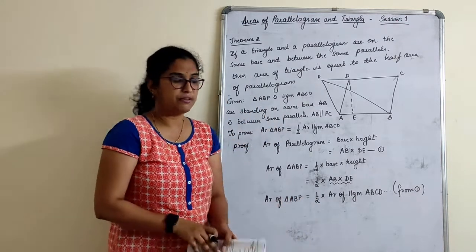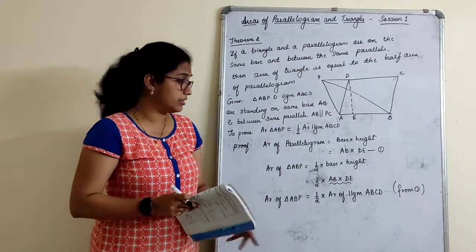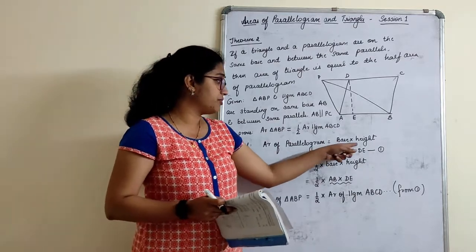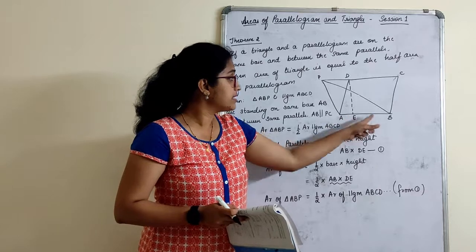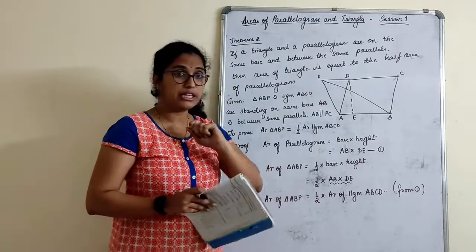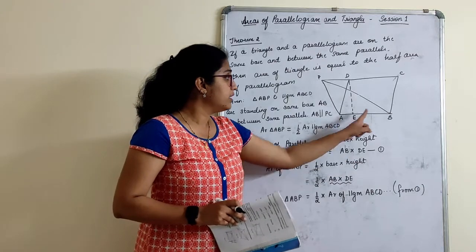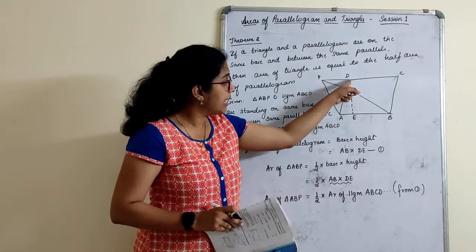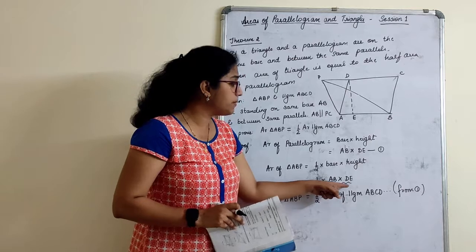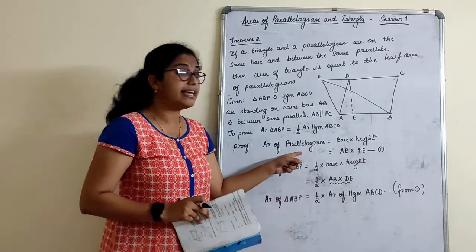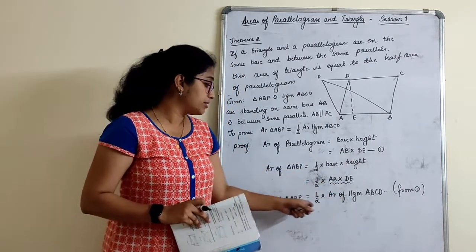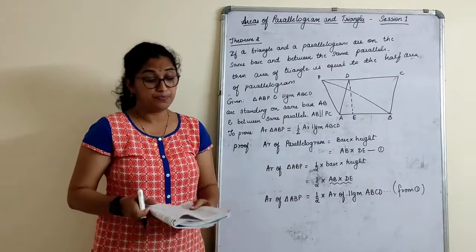Right? A very simple formula. We have to just know to substitute this. We first found the area of parallelogram is base into height. Base is AB and height is DE, equation 1. Area of triangle is half base into height. Base of the triangle is AB and height is DE. But what is AB into DE? That is nothing but the area of parallelogram. Substitute in this, and that is the proof.